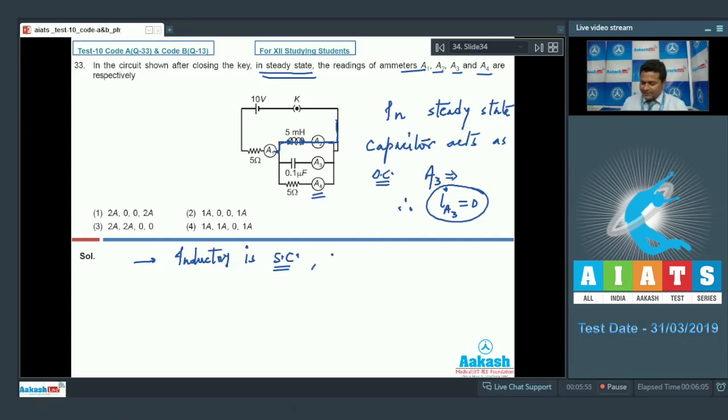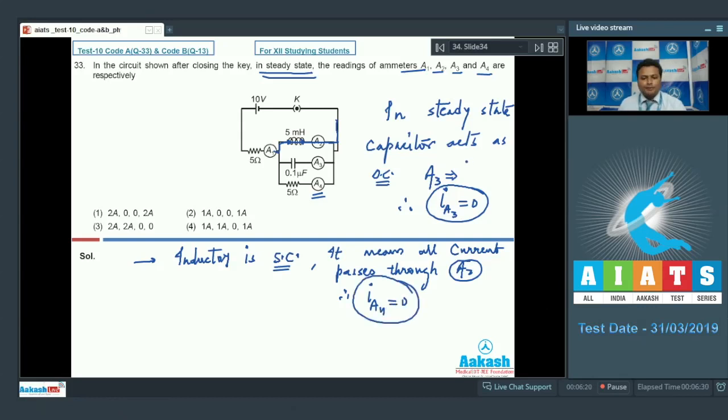Inductor is short circuited. It means all current passes through A2. Therefore, the current across the resistor, that is I A4, will be 0.